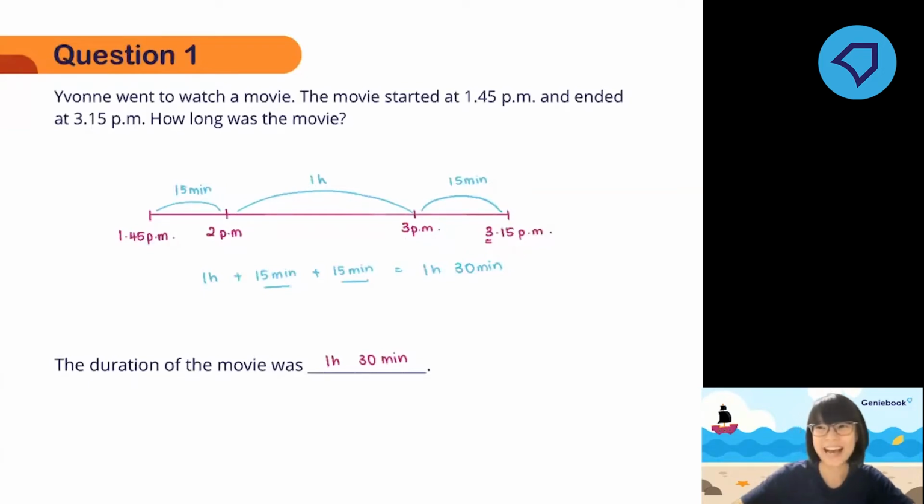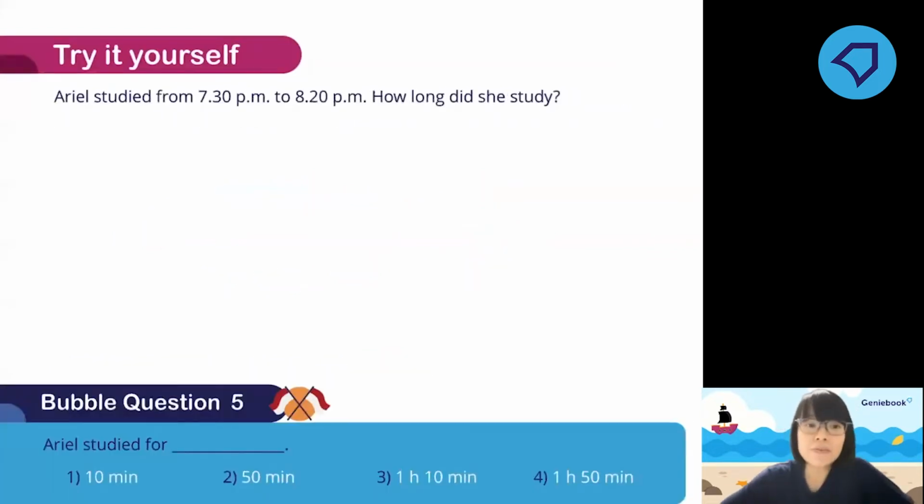Okay. All right, so now you ready for your bubble question? Let's take a look over here, okay? Ariel studied from 7:30 p.m. to 8:20 p.m. How long did she study? How long did she study? Okay, you have 1 minute to answer the question. Are you guys ready? Can I launch the option?